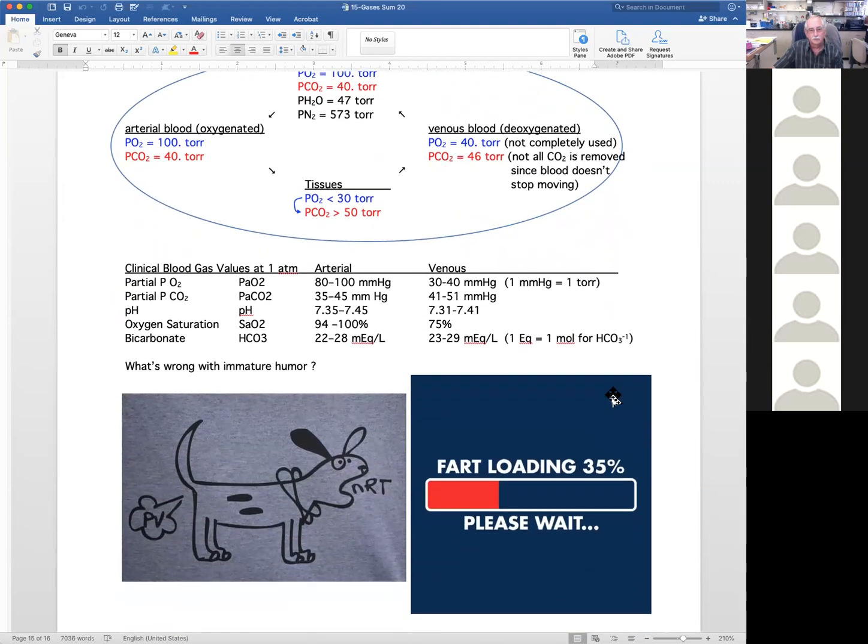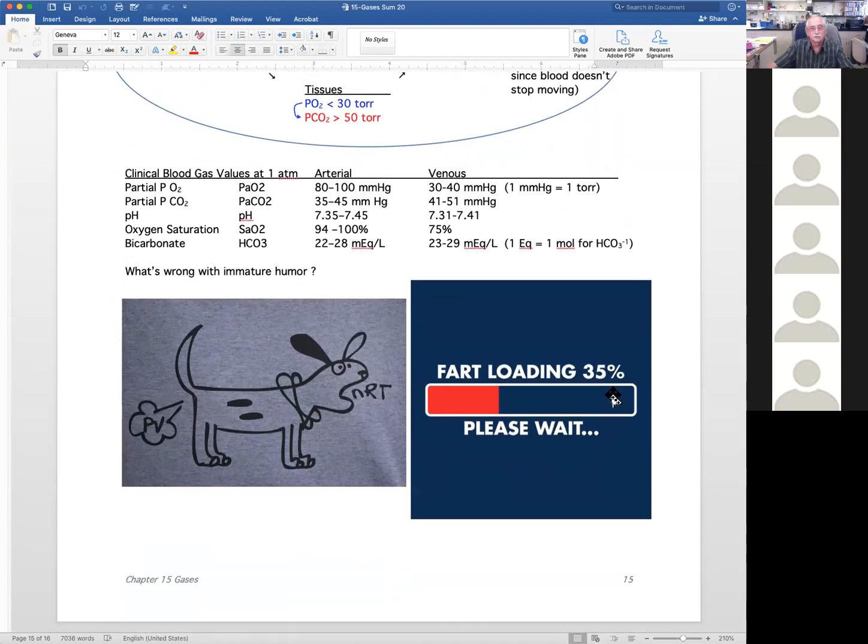So here's some typical clinical blood gas values. Partial pressure of O2, they sometimes call it that. CO2, pH, oxygen saturation, bicarbonate, because this has to do with your blood pH. So is this. This is your actual pH. This is your buffering capacity that we'll learn later on.